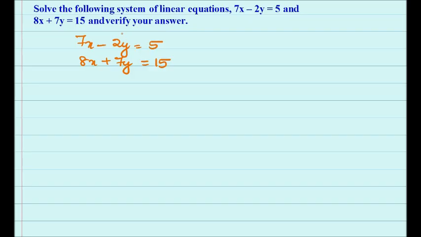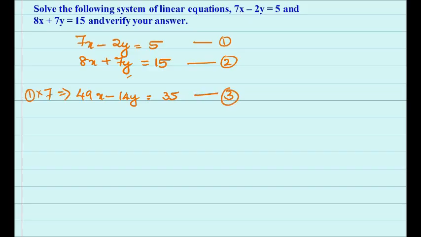First, we need to eliminate the y term. For that, we multiply the first equation by 7. That is 49x minus 14y is equal to 35. This is equation 1. This is equation 2. So 1 into 7 implies this, and this is equation number 3.